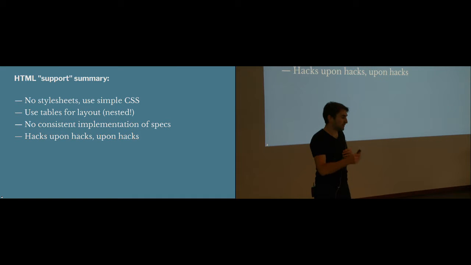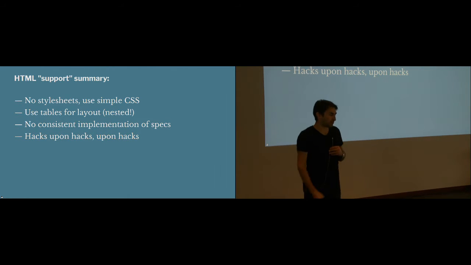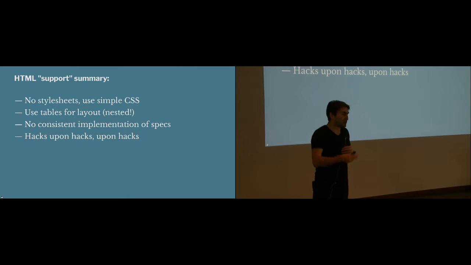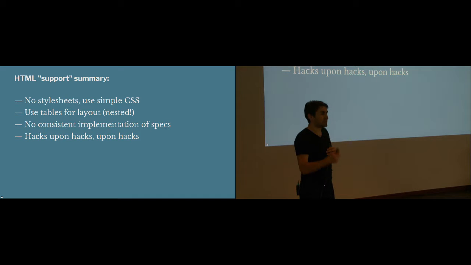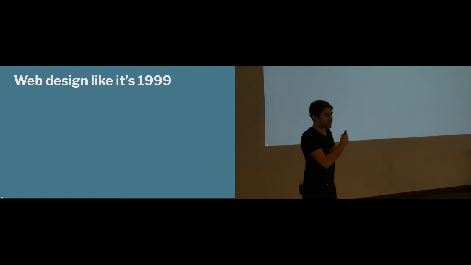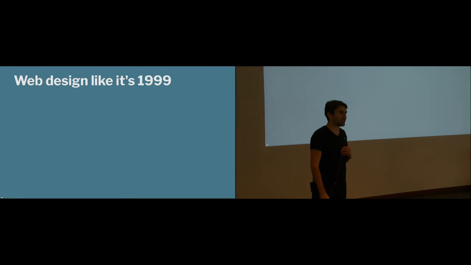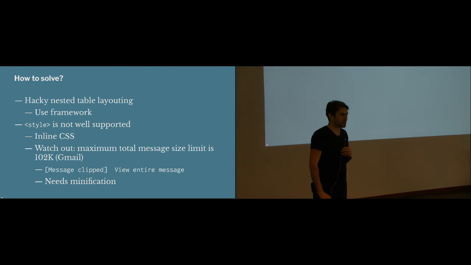So each email client has different ideas about what to render and what not to render, what tags they support and what they don't support. And a lot of enterprise corporations use really outdated Outlook email clients and whatnot, and it's just a nightmare to support all of them. Basically, it's hacks upon hacks upon hacks if you want to have any sort of consistency. If that sounds familiar, it's because this was what the web was like in 1999. It's really like going back in time when you have to design for HTML email.